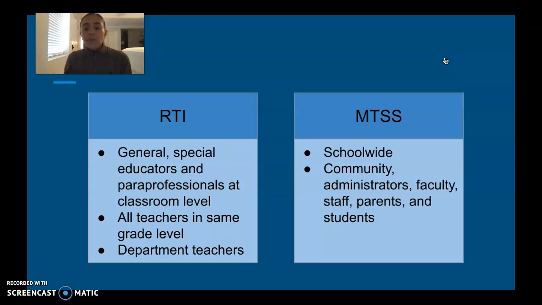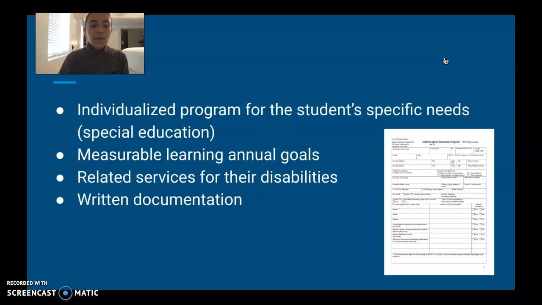Now there's different teams for the RTI and MTSS, but again, it's mostly just the school working as a whole. RTI can be general and special education professors, educators, again, all teachers and departments. It just depends on how much they're trying to isolate the problem. And MTSS could even include the community, administrators, and faculty. It's broader, again, because they're including that behavioral aspect as well.